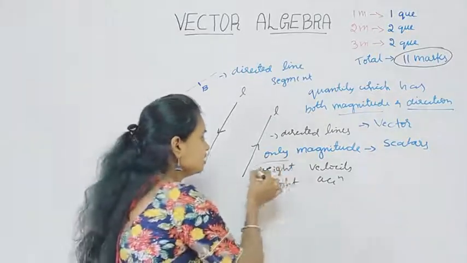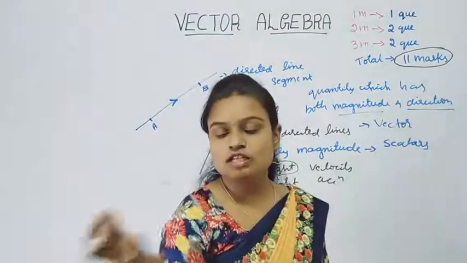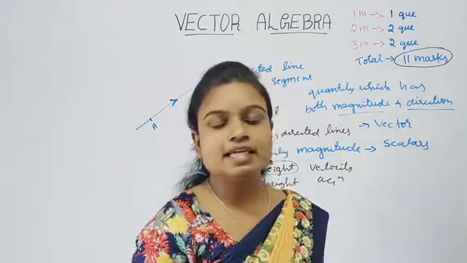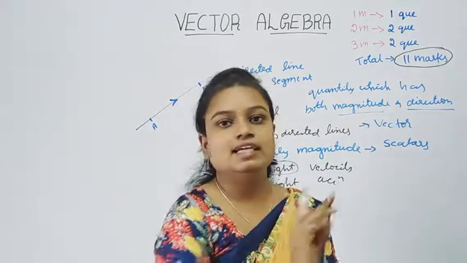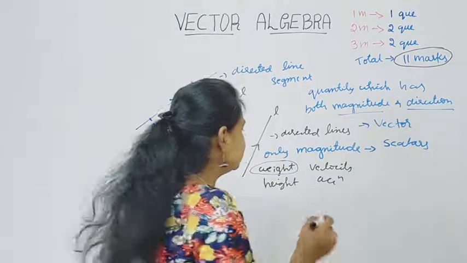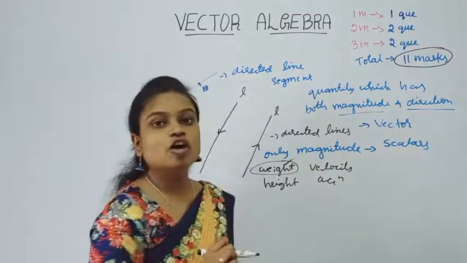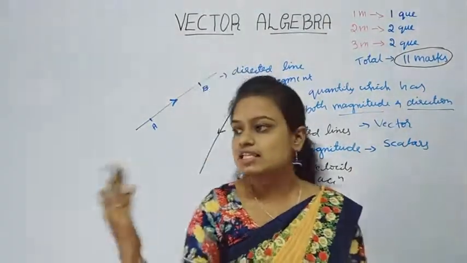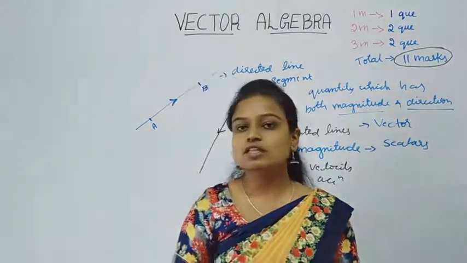So observe that the first one is weight. Weight means when we ask how many kg a quantity is, weight either it may be 10 kg, 50 kg, 80 kg. So it has only one quantity, we say it is 20 kg, 30 kg, right? So it has only magnitude. So this is an example for what? Scalar. Similarly height.